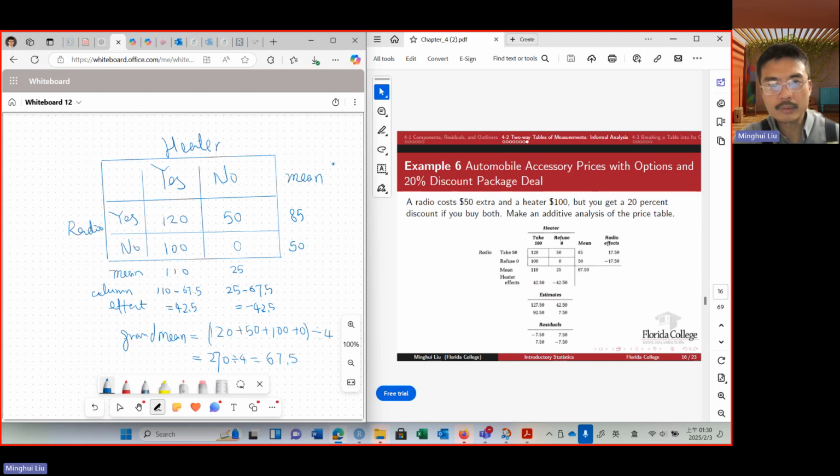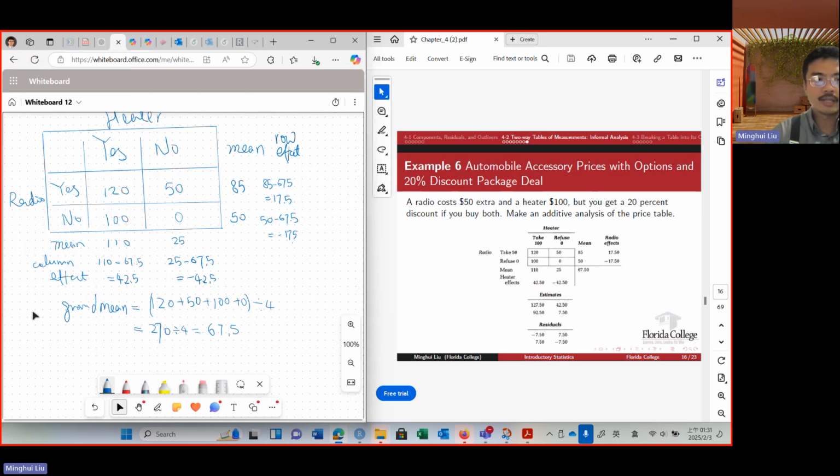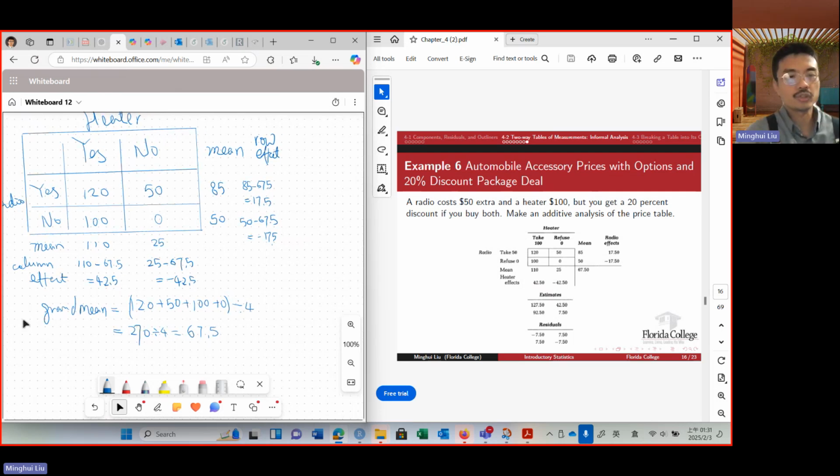And then we can also calculate the row effect. Here the row effect is calculated by using, again, the row mean 85 minus the grand mean 67.5. So you can get 17.5. And finally, 50 minus 67.5 will get you negative 17.5. So this is the row effect. Now, let's take a look at an entry and see how we can estimate each entry by the grand mean and the row effect and the column effect.